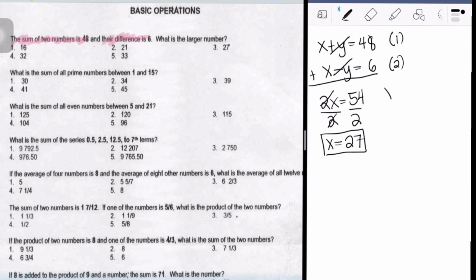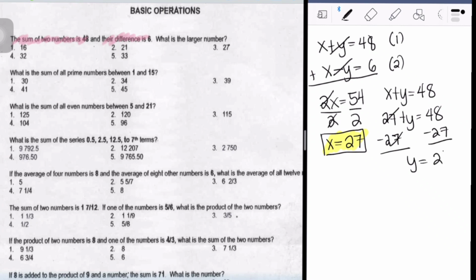So that is x plus y is equal to 48. And remember that we already have the value for x and that is equal to 27. So i-plug in natin siya dito by substitution. So 27 plus y is equal to 48. Then we apply the subtraction property of equality. So meaning, we're going to subtract both sides of the equation by 27. So this produces 0 pair. Ang matitira na lang ay y is equal to 48 minus 27 and that is equal to 21.